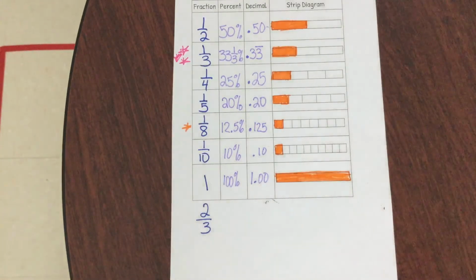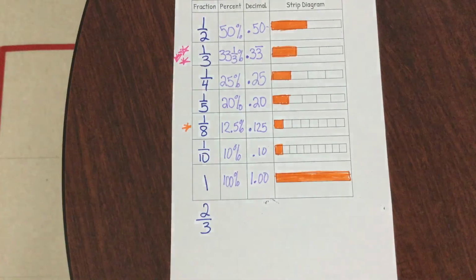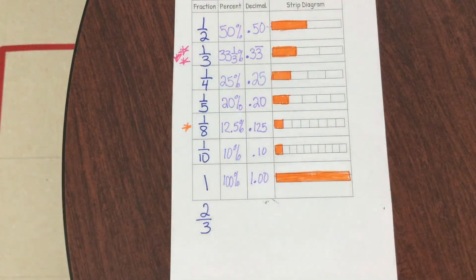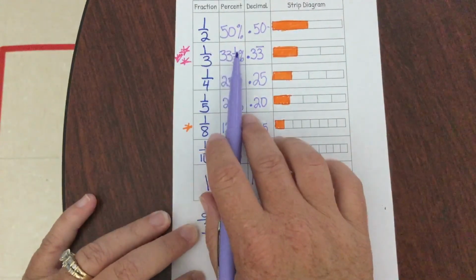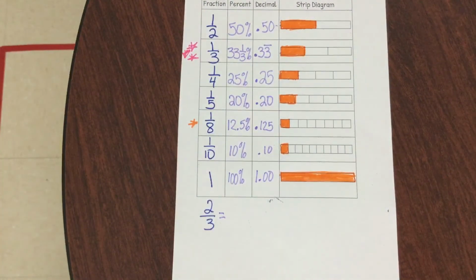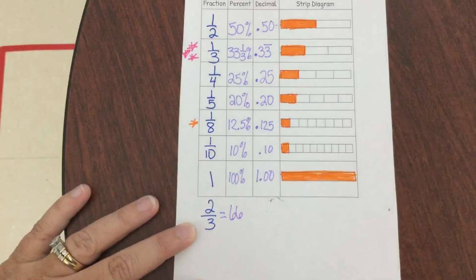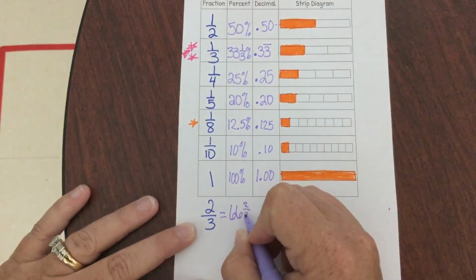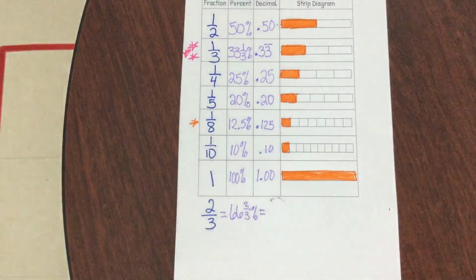All right, and then I added 2/3 on here. I added 2/3 because the thirds always throw everybody for a loop. So if you can memorize 1/3 and 2/3, that would be even better for you. So if 1/3 is 33.33%, what do you think 2 of those is going to be? 66 and 2/3. Very good. 66 and 2/3%.